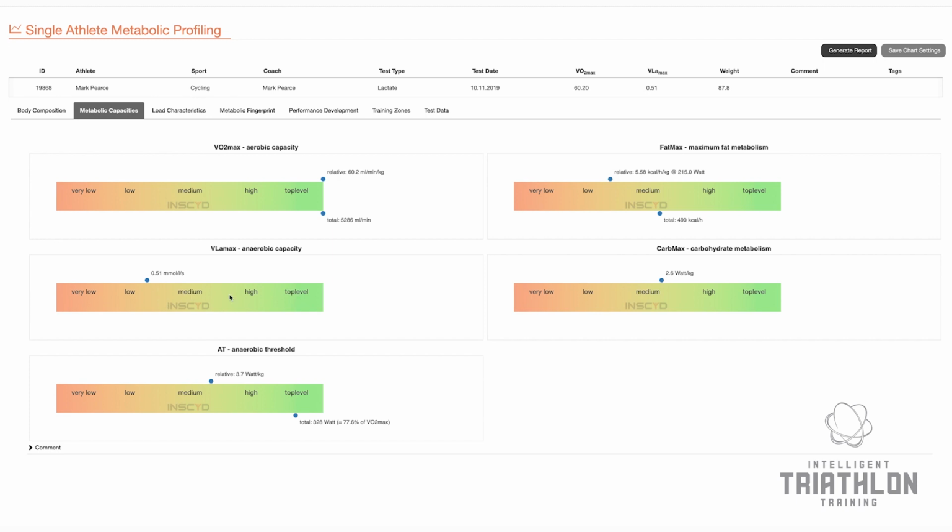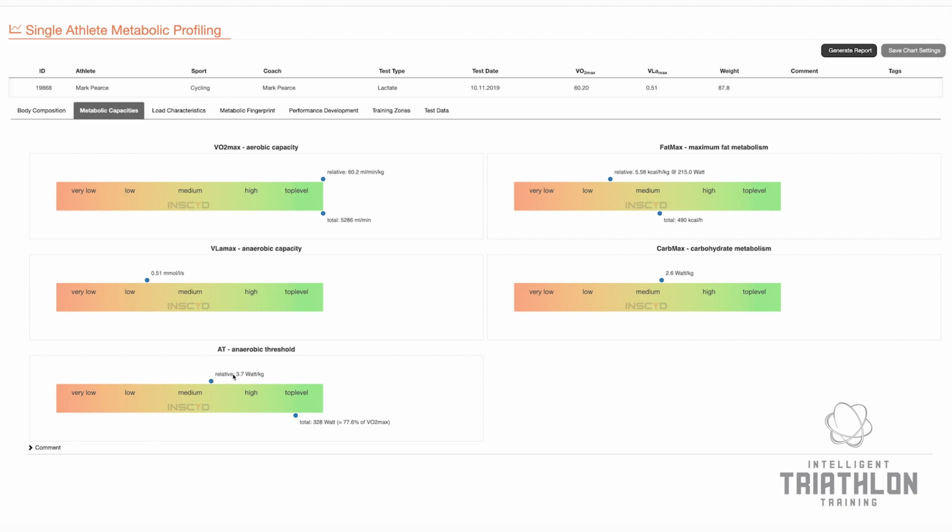Now if an Ironman athlete had a VLA max in the top level, I'd be slightly concerned about the training that they're doing, because that's showing they've got a high anaerobic capacity. Similarly, if you had a cyclocross or a crit racer or a sprint distance or team relay athlete with a very low VLA max, then I'd also be very worried about that because they need that anaerobic capacity, that really high intensity work to be able to perform at a top level. Then we have the AT, anaerobic threshold, FTP, etc., relative to body weight and absolute.